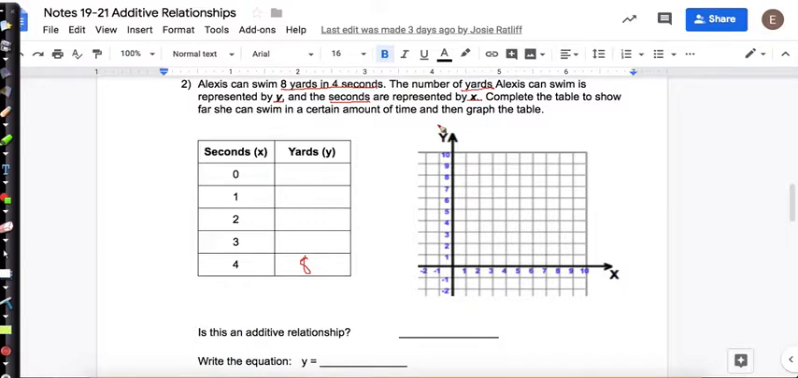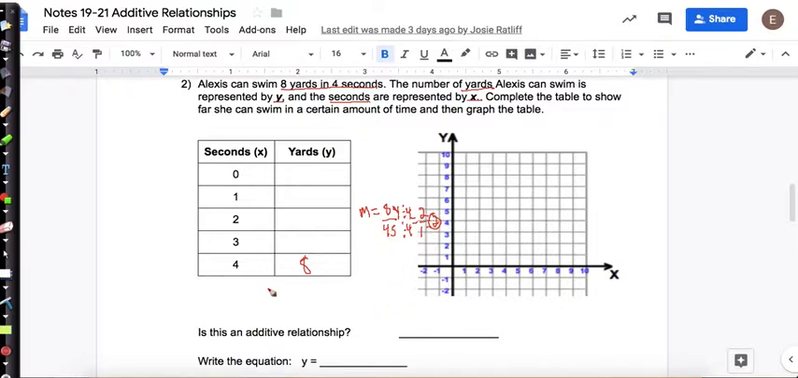So we want to know, in a certain amount of time, the yards per second, right? So what we could do here is find the rate of change, otherwise known as slope, otherwise known as unit rate, because every 4 seconds, she goes 8 yards. So we can divide the yards by seconds: 8 yards divided by 4 seconds. And we can simplify this by dividing top and bottom by 4, and we get 2 over 1, which is just what? 2.